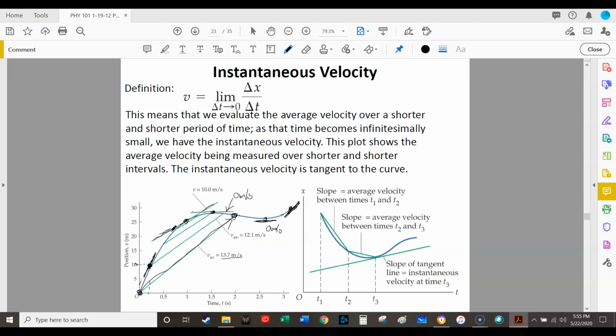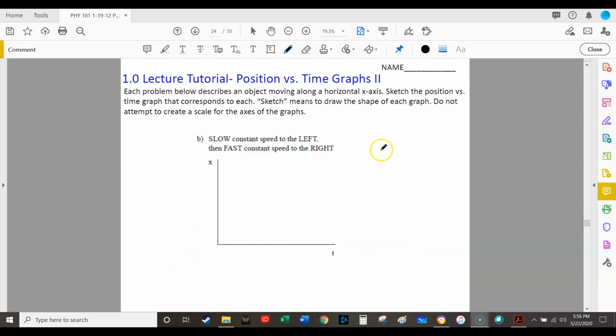Okay, and we'll get more into that when we do problems later on. Well, this is one of your lecture tutorial problems that you're going to have to do later on. And I just wanted to take a moment to show you how to do it. So what you're supposed to do is read the prompt and then translate this prompt into a graph. Okay. So here we go.